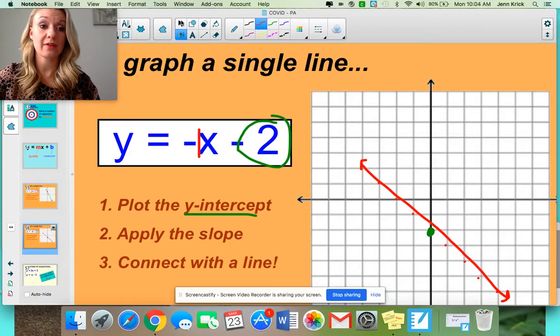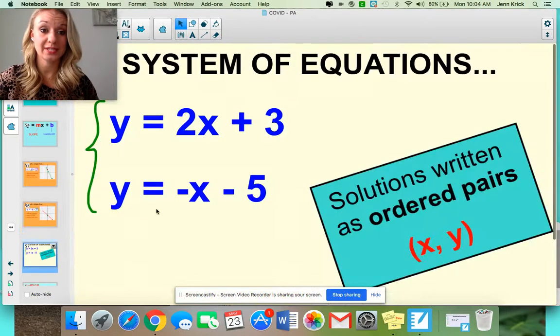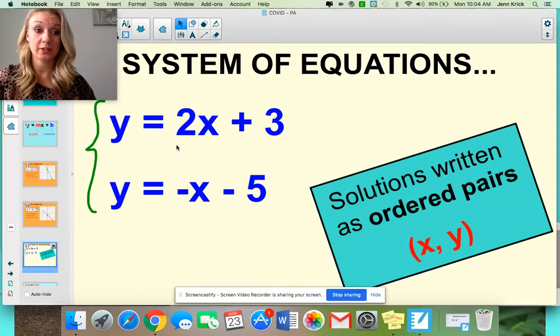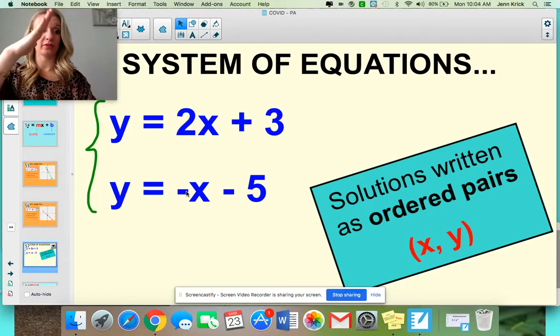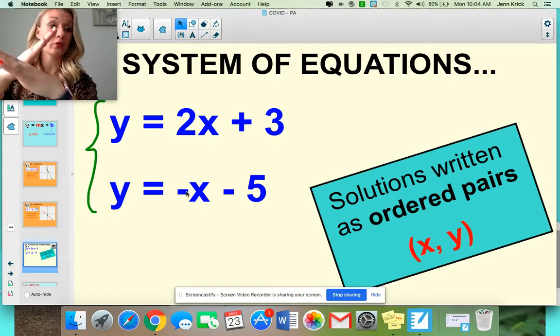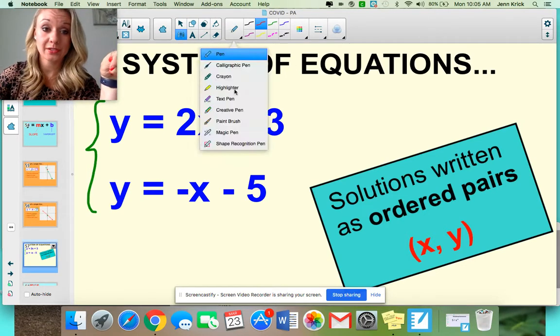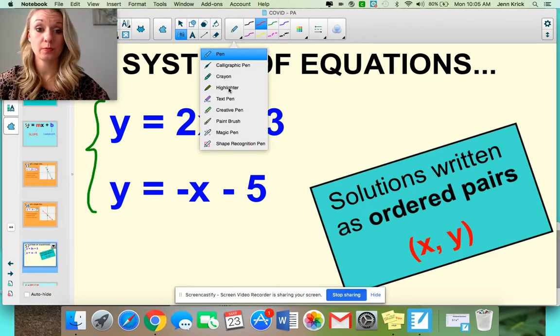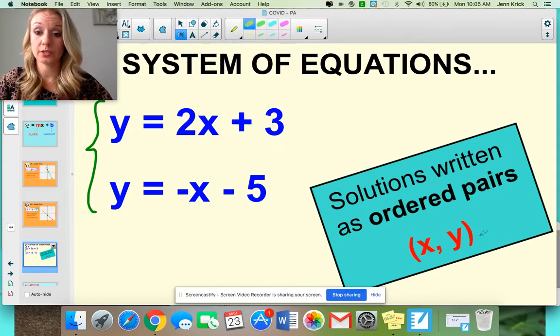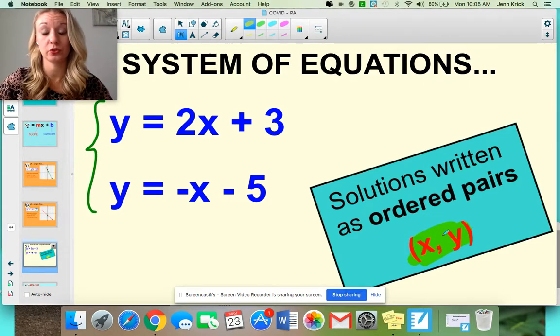So that was just graphing a single line. However, today, when we look at systems of equations, you are working with 2 equations, which means you're going to be graphing 2 lines. So you'll have your first line, your second line. Wherever they cross or wherever they intersect, that is your solution. And remember, both today and tomorrow, when we write our solutions, we write them as an ordered pair, x, y. Because you have a solution for x, you have a solution for y.